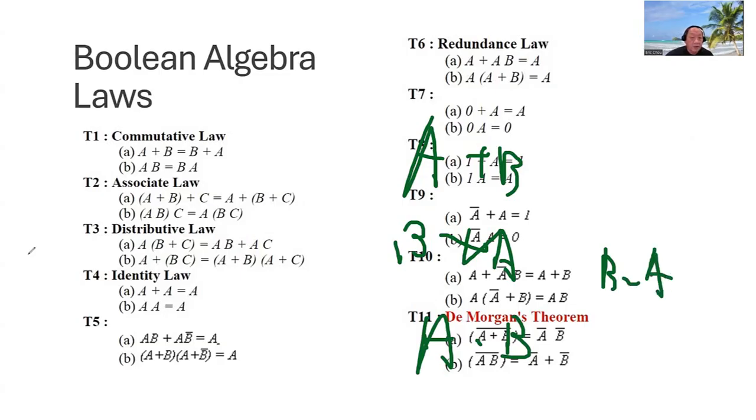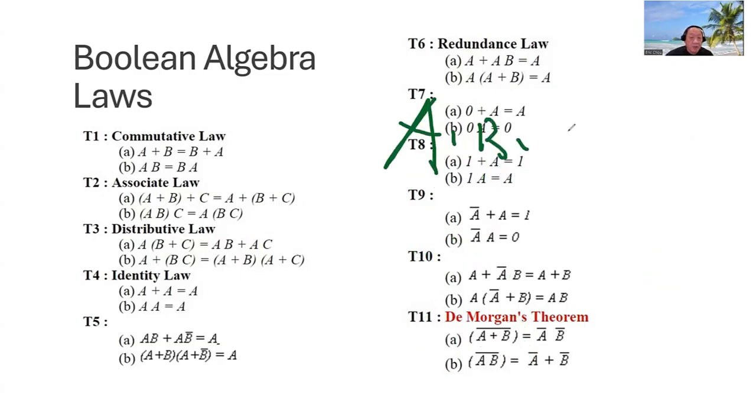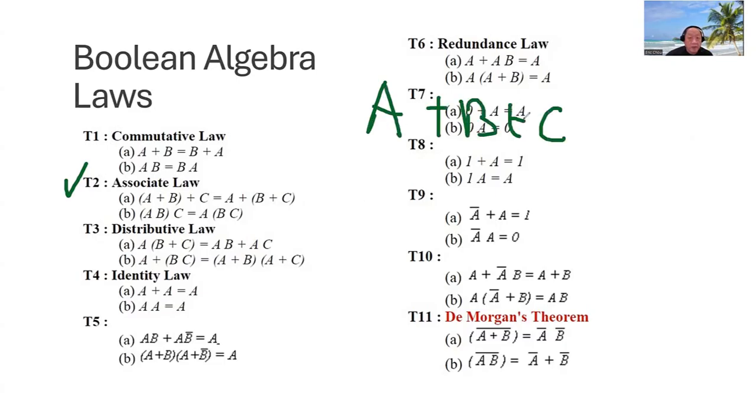And then next, A and B and C, and C and B and A, will also be the same thing. This won't create trouble. Okay. Next one, the associative law. So A plus B plus C.